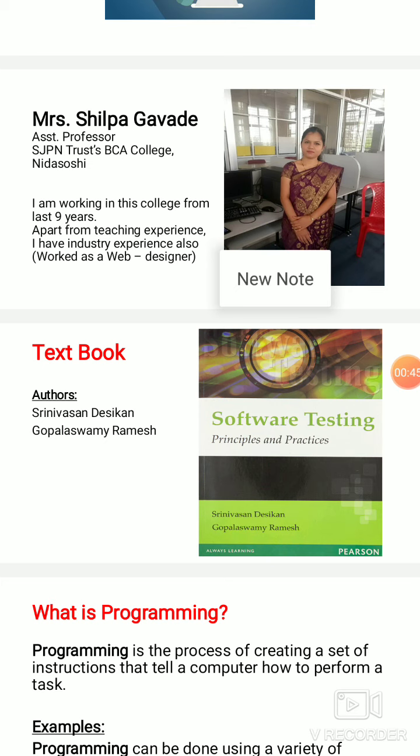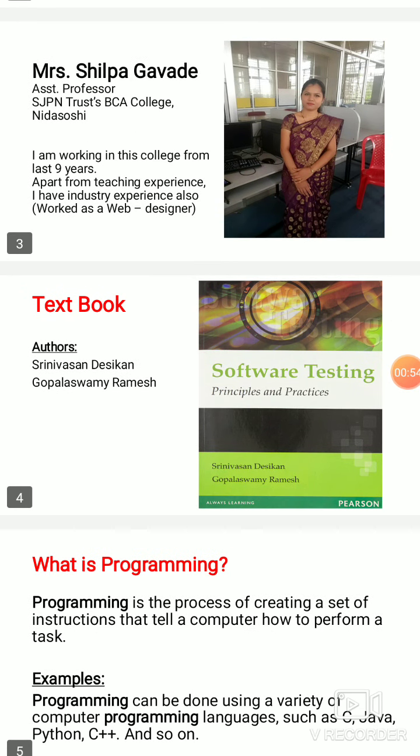For you, I am handling software programming and testing subject, that is in short SPT subject. For this subject, you have to refer Srinivasan and Gopalaswamy book. These are the two authors of your textbook. Before moving to testing, first we will see what is programming or development.